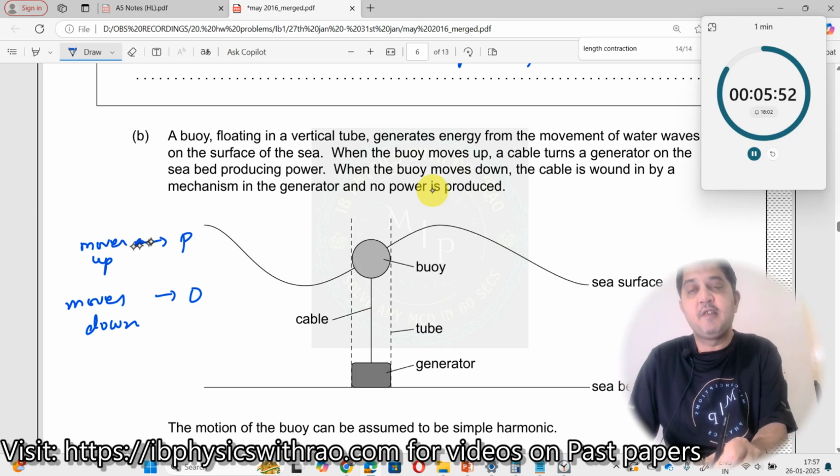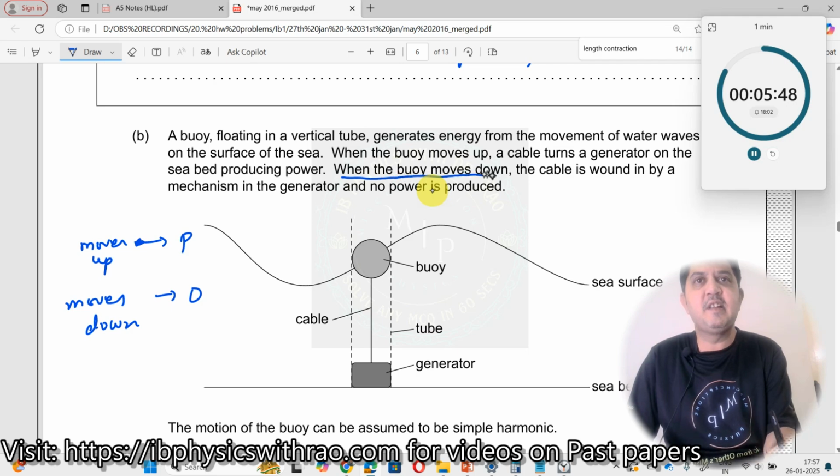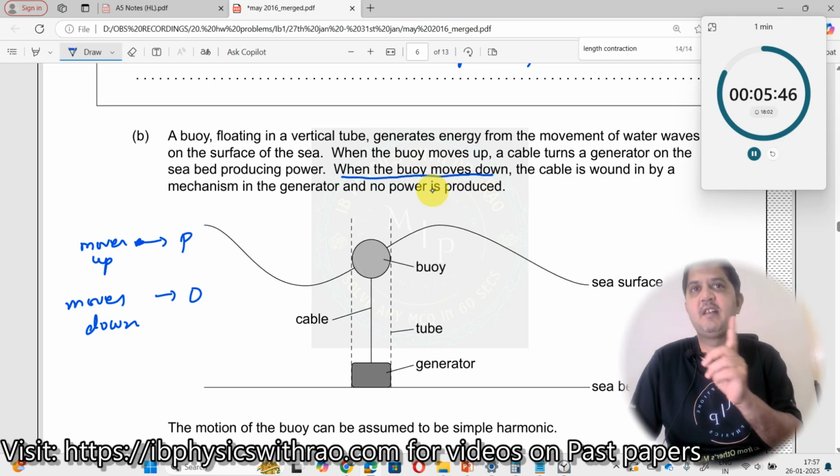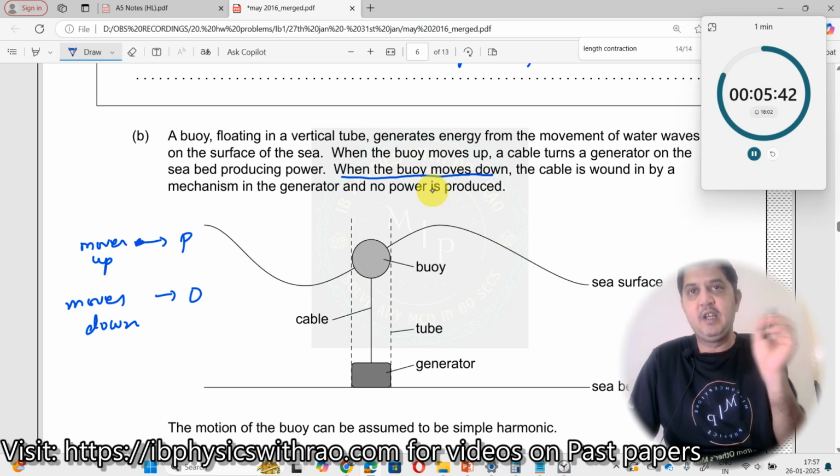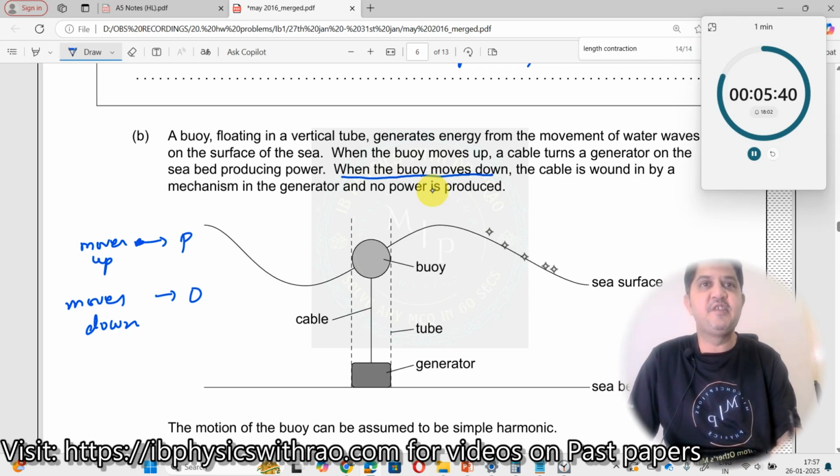Why am I writing it? Because whenever you have such statements, there will be some question related to it. Every statement in IB papers is very important. You need to know this. Now this is the kind of wave which is being generated.